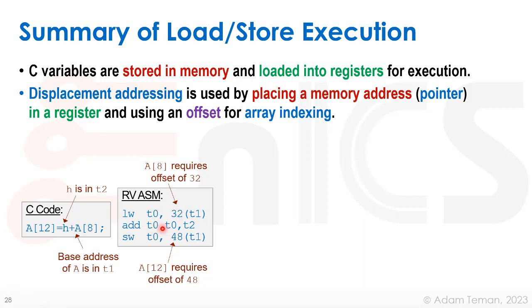Then it's going to add t2, which we said has h inside it, so it's going to add t0 and t2 together and store that in t0. And then it's going to store it back into A[12]. So that's going to be, again, the base address of A, which is stored in t1, with an offset of 12 units, which is 12 times 4. So that's going to be 48.